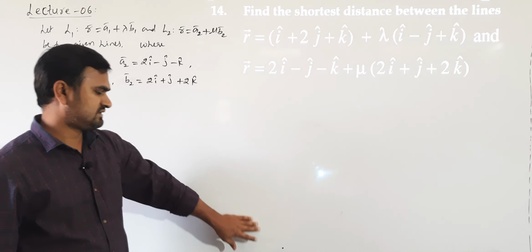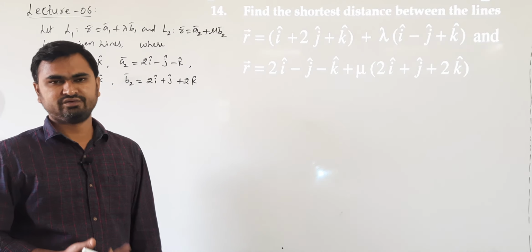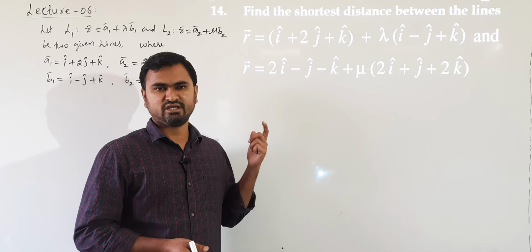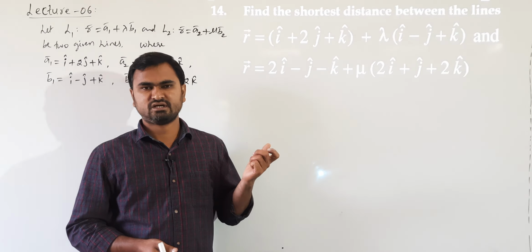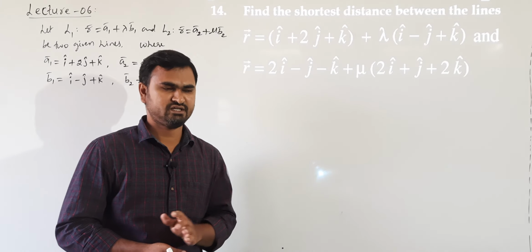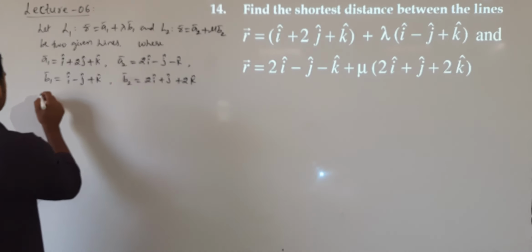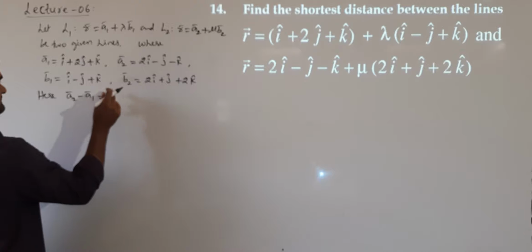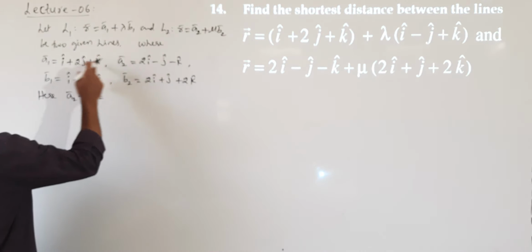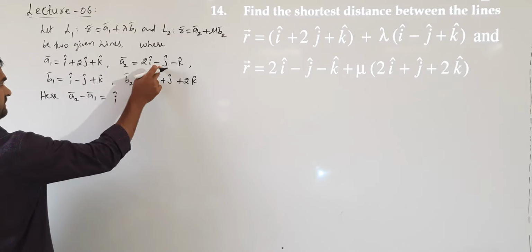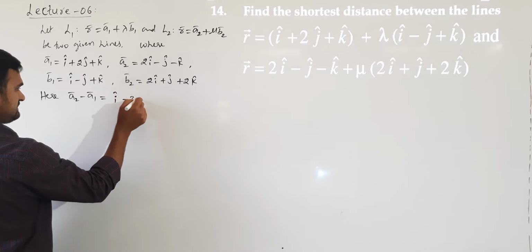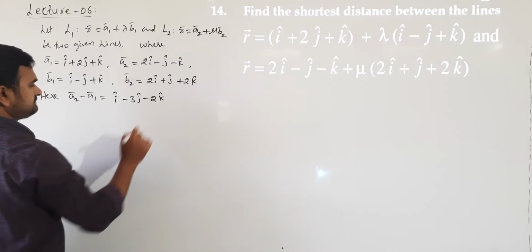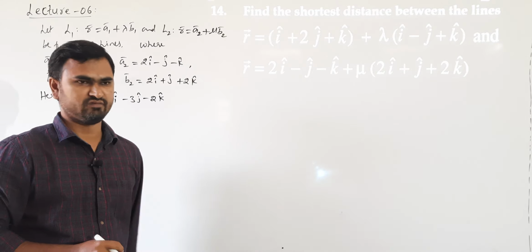a2 minus a1 dot b1 cross b2 divided by the magnitude of b1 cross b2. Here what vectors do we need? We need the vector a2 minus a1 and the vector b1 cross b2. Let us find those two first. Here a2 bar minus a1 bar is: subtracting, 2i minus i is i, minus j minus 2j is minus 3j, minus k minus 2k is minus 3k. So we know a2 minus a1.